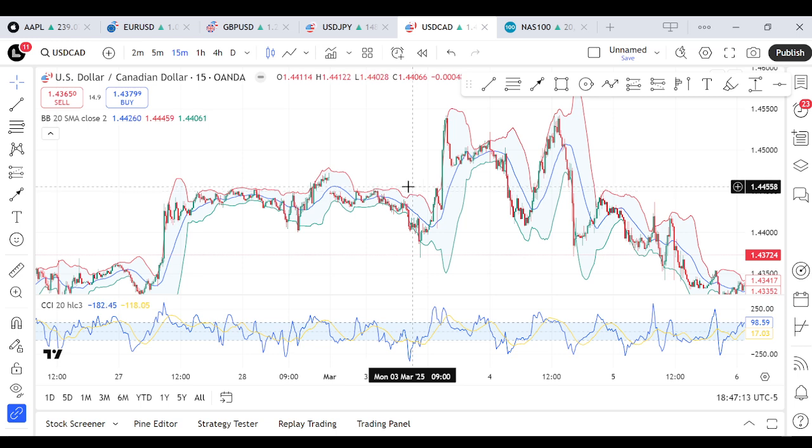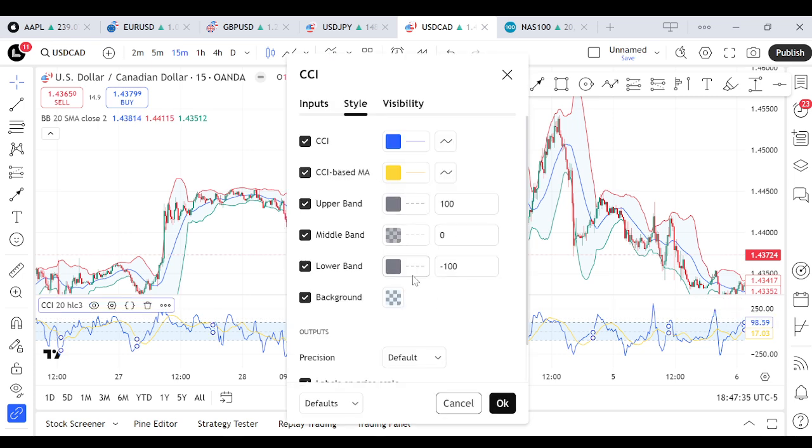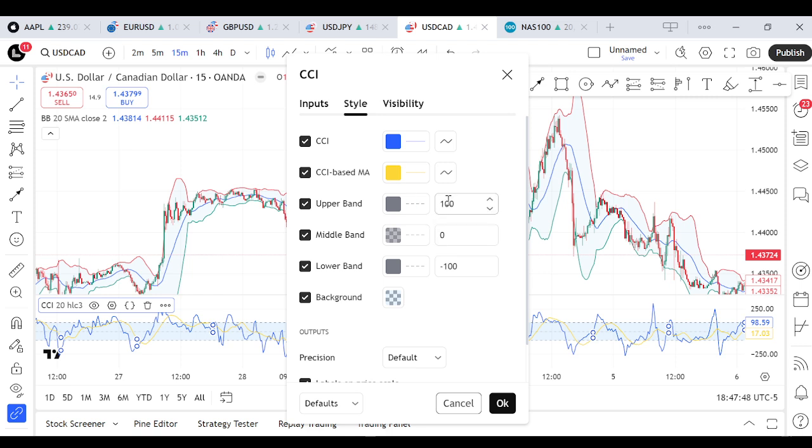The CCI is an oscillator that measures how far the current price is from its average over a given period. It helps identify overbought and oversold conditions by using a scale where values above 100 suggest strong upward momentum, while values below -100 indicate strong downward momentum. So this is the settings. The period is 20, and the SMA period is 14. For the style, this is how you set it up: the 100 and below -100, just like I explained.